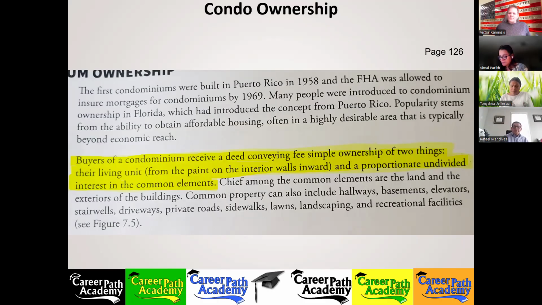So chief among the common elements are the land and the exterior of the buildings. The common property could also include the hallways, basements, elevators, stairwells, driveways, private roads, sidewalks, lawns, landscaping, and recreational facilities. The pool, the tennis courts, the basketball courts, all that stuff, right?